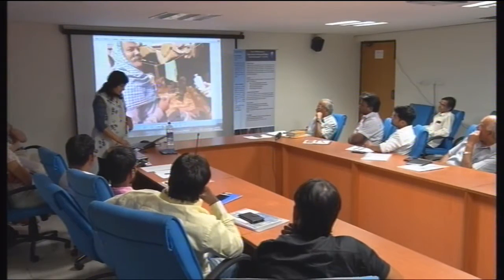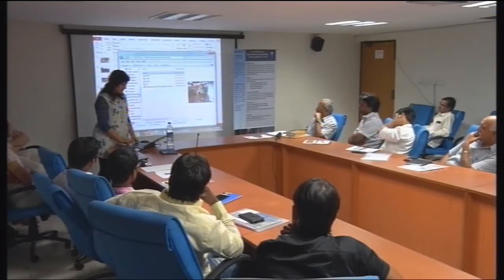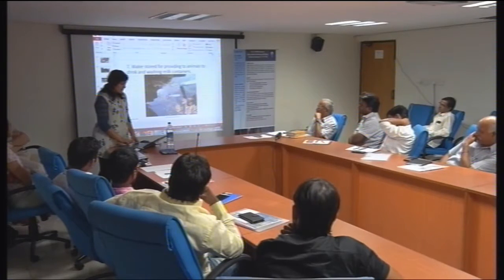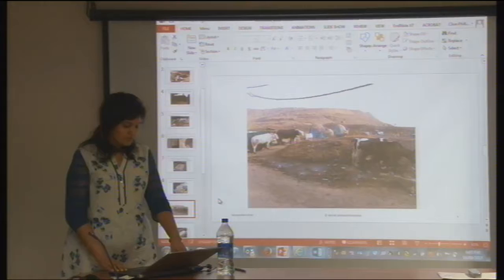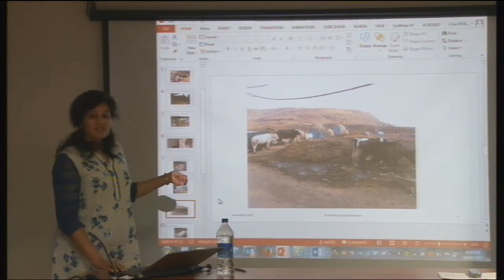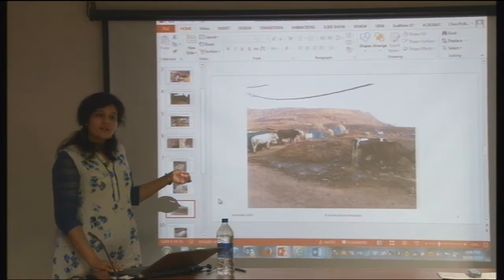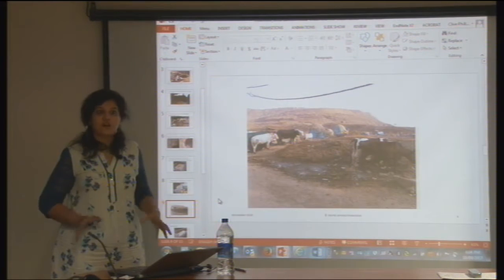This is Kalbacha again, and it's all repeated. So the point that I want to make here is that these are the conditions. This is another picture. I don't know why it didn't show. But this is again Ghazipur, where the dairy colony is just next to one of the biggest garbage dumps in Delhi.